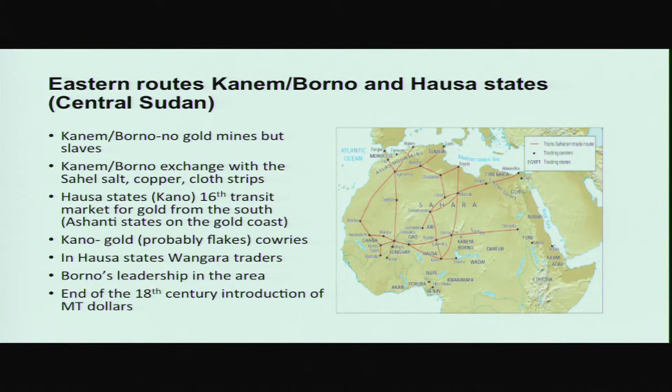So what I found is that Kanem never had gold, just as a transit, but slaves. So it was really exchanging, but it also had political control over this area where you have salt mines and copper mines. So between these two areas, you have cloth money, and copper and salt money, between this area.